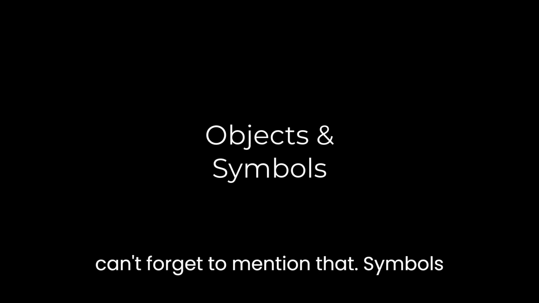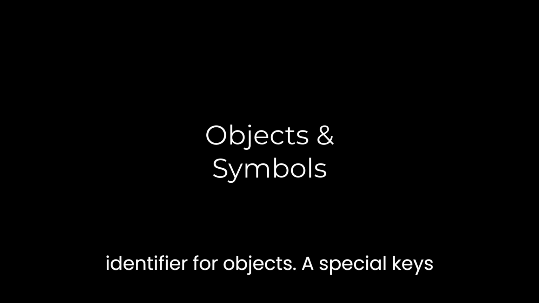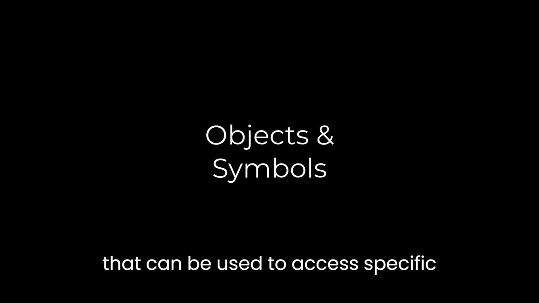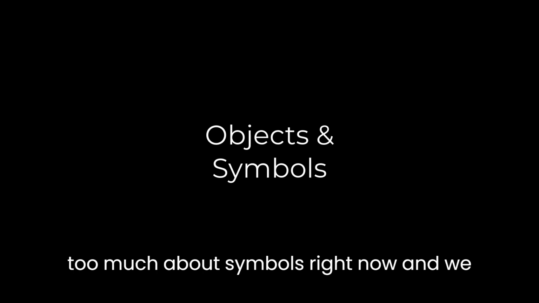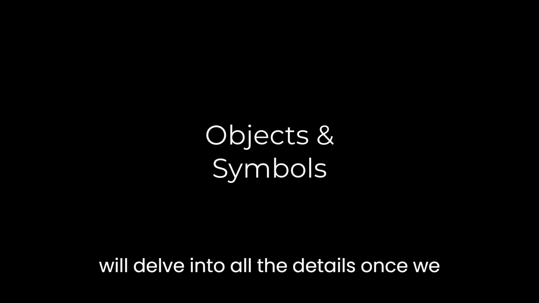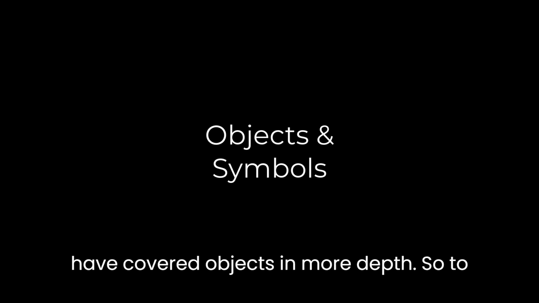Oh, and I can't forget to mention the symbol type. Symbols are used to create unique identifiers for objects, special keys that can be used to access specific properties in an object. But don't worry too much about symbols right now, we will delve into all the details once we have covered objects in more depth.